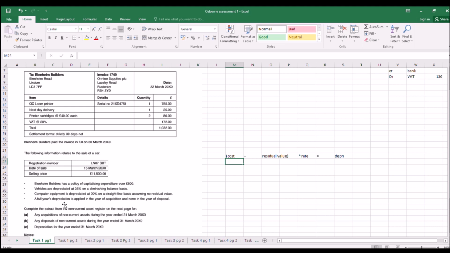Okay, a full year's depreciation is applied in the year of acquisition, not in the year of disposal. That's important there. Sometimes we'll see it as being monthly, and sometimes we'll see it like that. Okay, complete the extract from the non-current asset register, so the fixed asset register, on the next page, page 4.